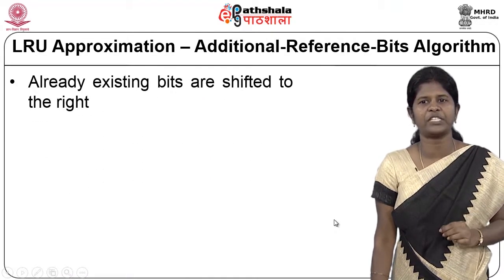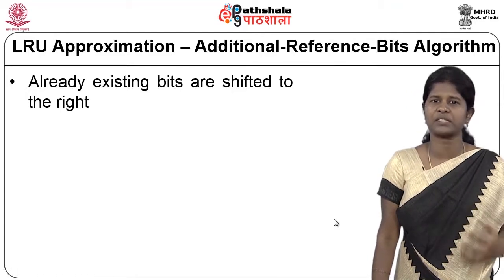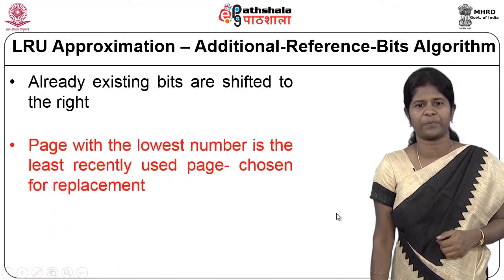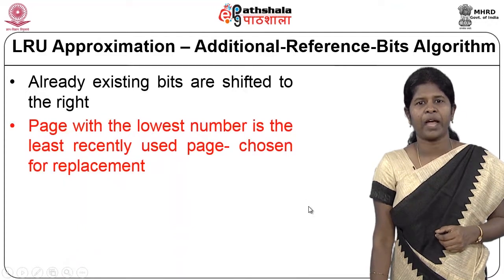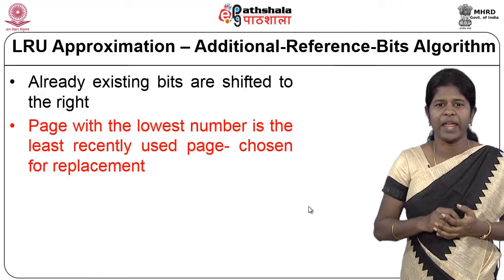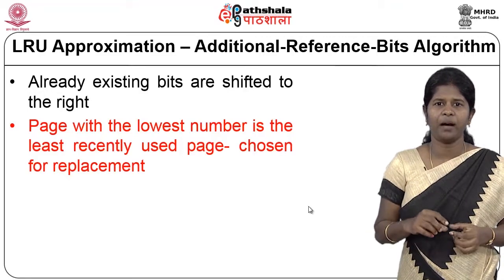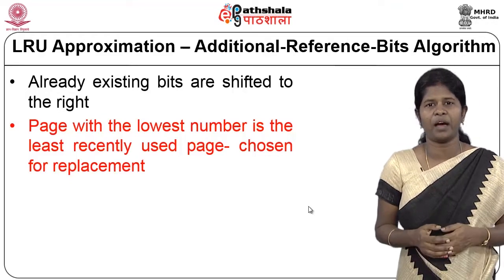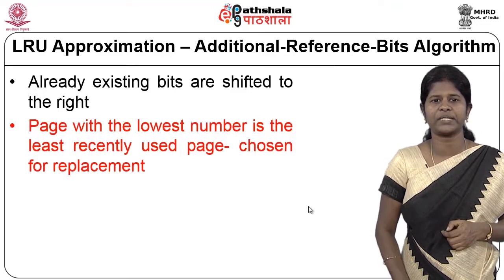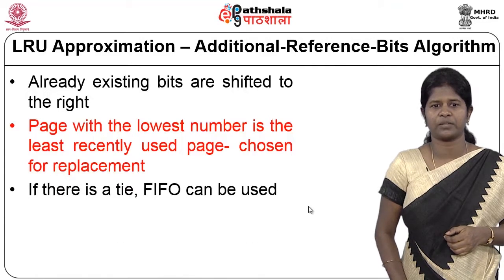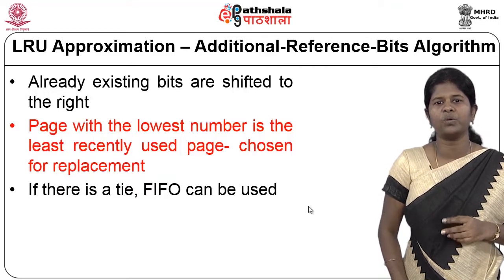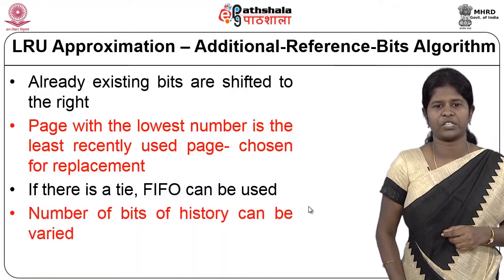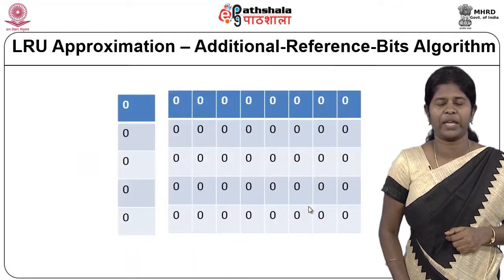So, what was done? Some additional reference bits were added, that is, more history was stored, and that algorithm is called the additional reference bit algorithm. In the additional reference bits algorithm, the history is saved in an 8-bit byte, and the already existing bits are shifted to the right when you bring in a new reference bit. Then you choose the page with the lowest number as the least recently used page. If there is a tie between two numbers, the tie is broken using first in first out. The number of bits in the history can also be varied.